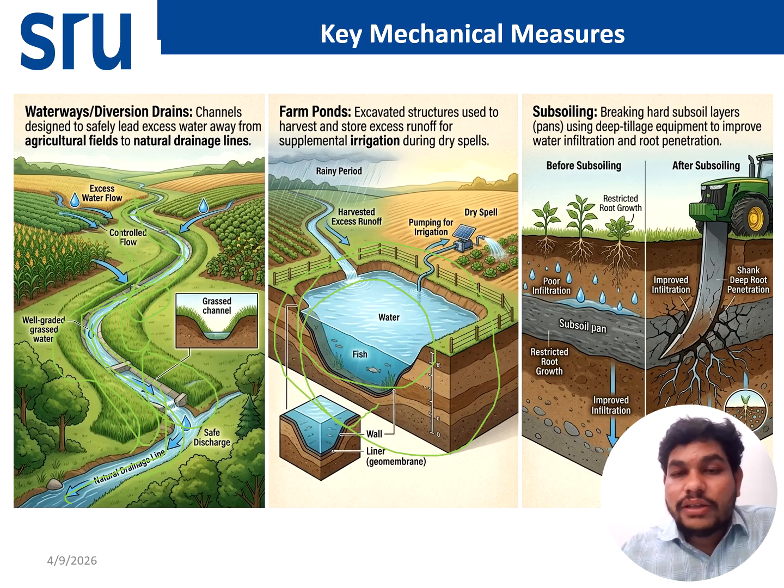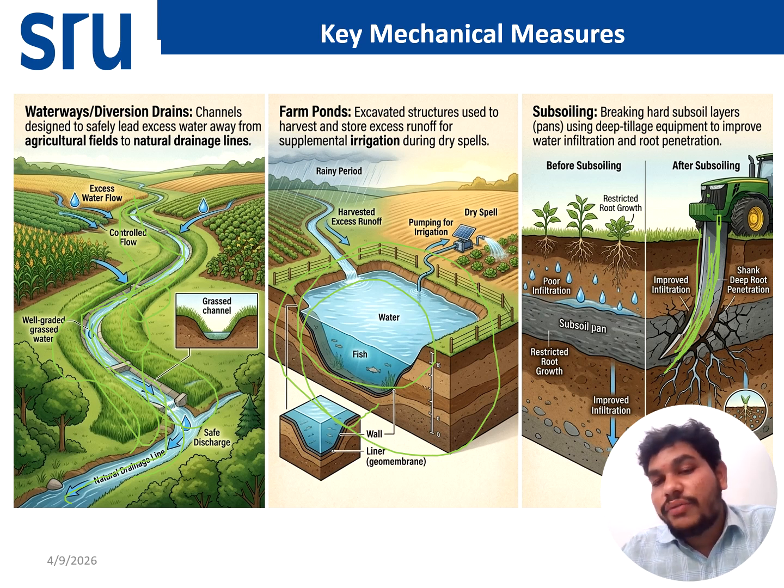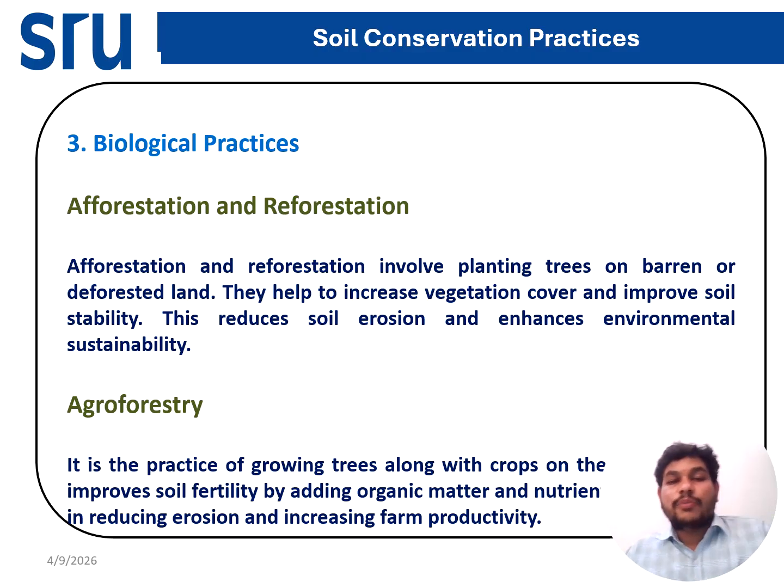Then in subsoiling, we make trenches directly into the subsoil, where water and silt get stored. Then there are biological practices like afforestation and reforestation. There is a need to focus on afforestation to increase the vegetation cover, which helps improve soil stability and avoid landsliding.